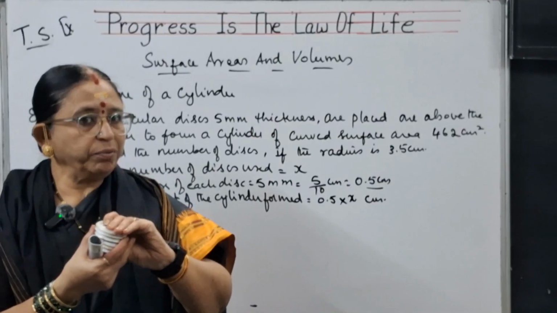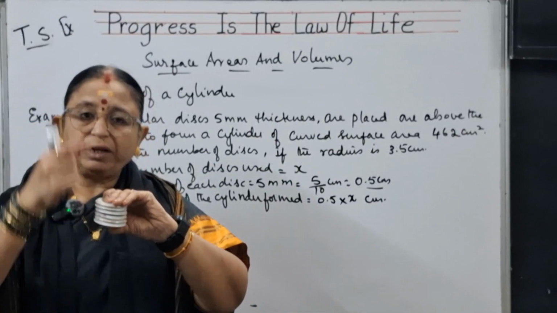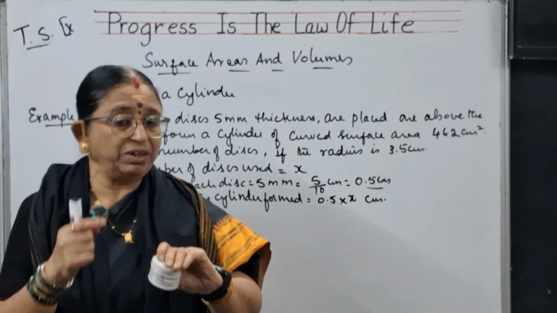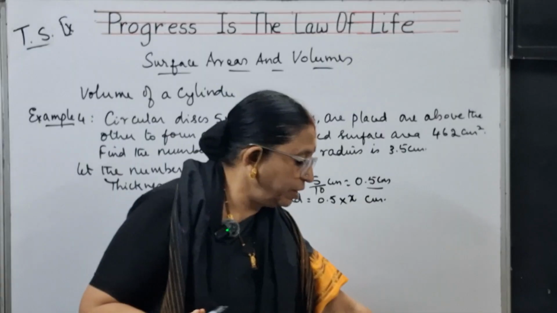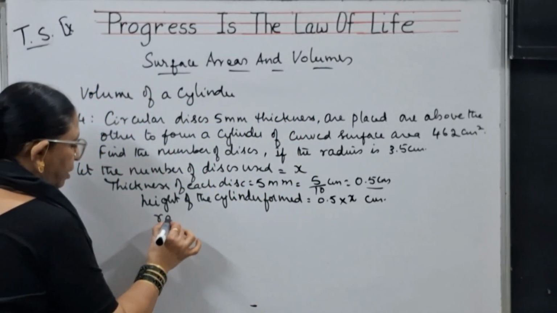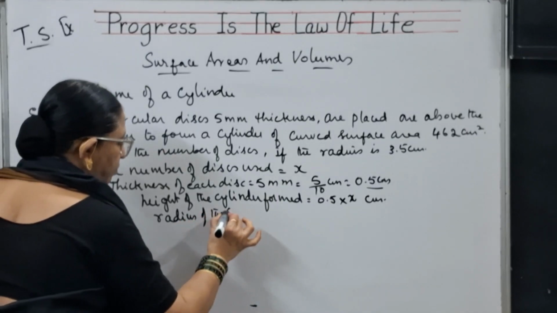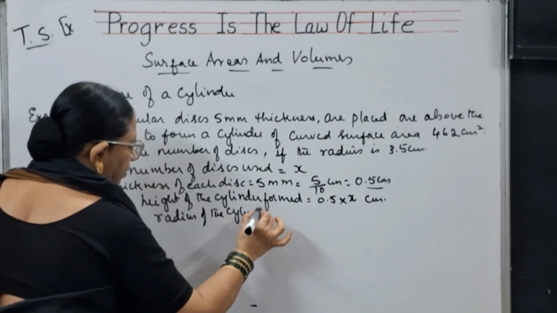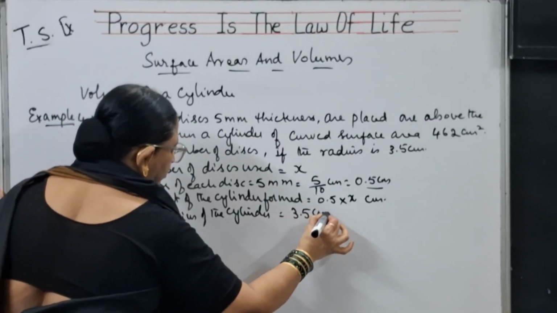Okay, so in this problem, what is the height? It is 0.5 into how many number of discs? Because the question itself is how many number of discs are used to form this cylinder. What is the radius they have given? Radius of the cylinder is given as 3.5 centimeters.